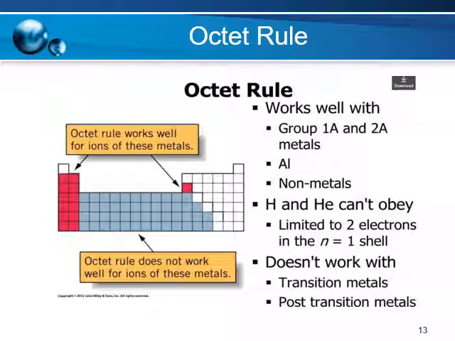Okay, but it does not work with this metal, Ni. This is a transition metal. Hydrogen and helium can't obey the octet rule because they have only 1 to 2 electrons, so they are limited to 2 electrons in the shell. It doesn't work with transition metals and post-transition metals.